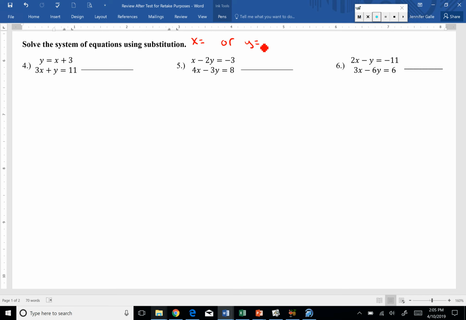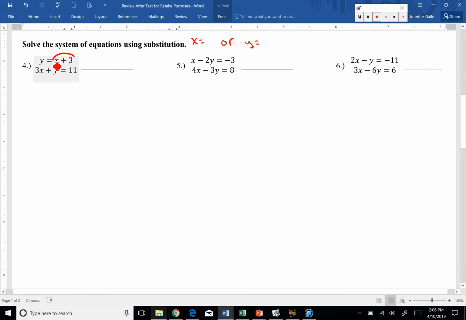As we look at number 4, the very top equation already has y equals. Y is already all by itself. When you're on your test and you see a question like number 4 where you already have a y by itself or an x by itself, that question is going to be an easy substitution question for you. On your test you get your pick on what method you use, but you have to use each method at least once.